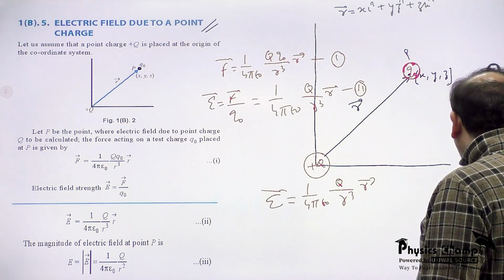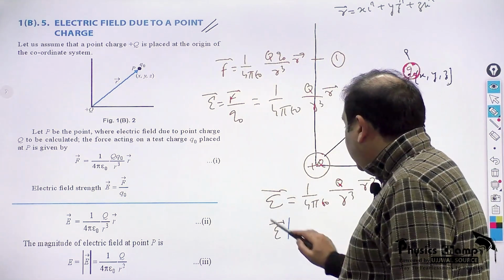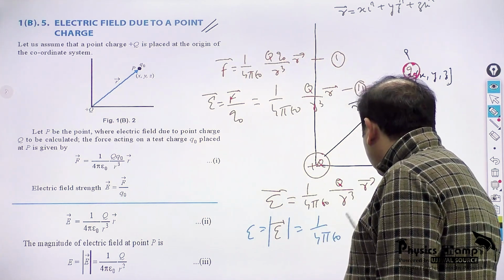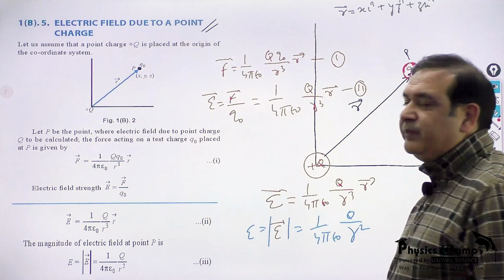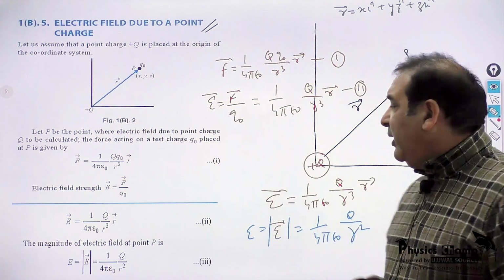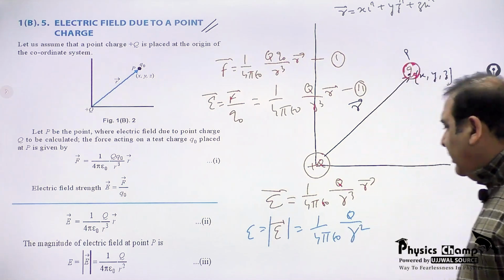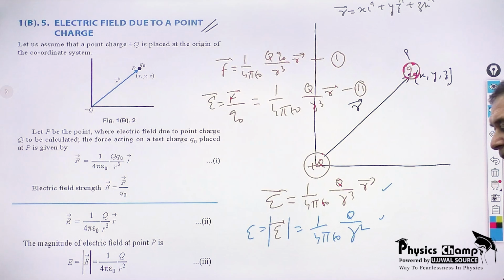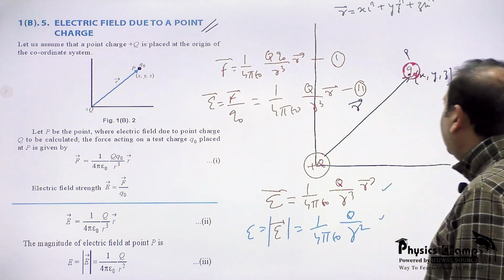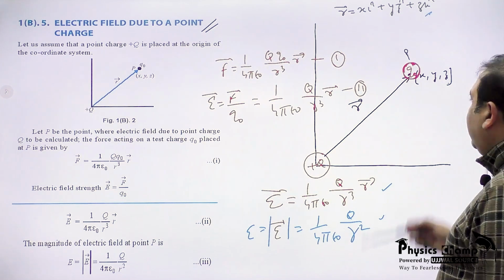And then what is the magnitude of this electric field? It will be 1 by 4 pi epsilon naught q by r square. Due to a positive charge, it is always away from it, and due to a negative charge, the direction of the electric field will be towards it. So here I have represented the electric field formula due to a point charge. And now we are going to use this to find the components of the electric field at this position.